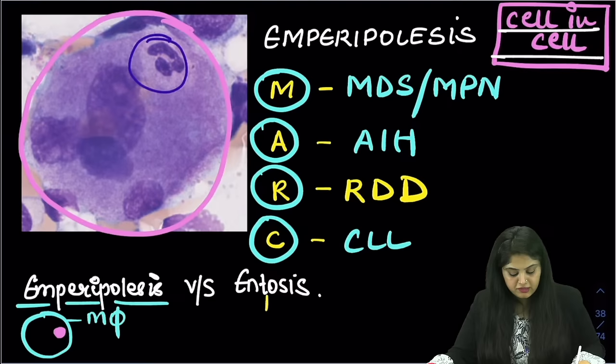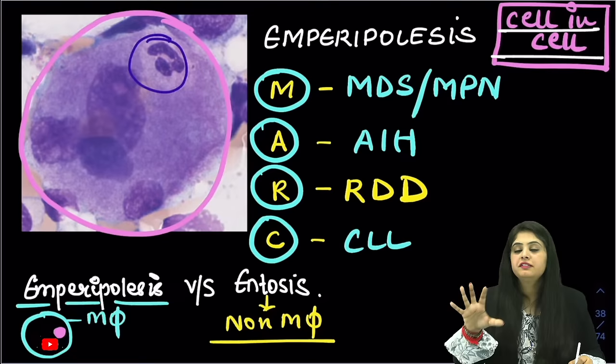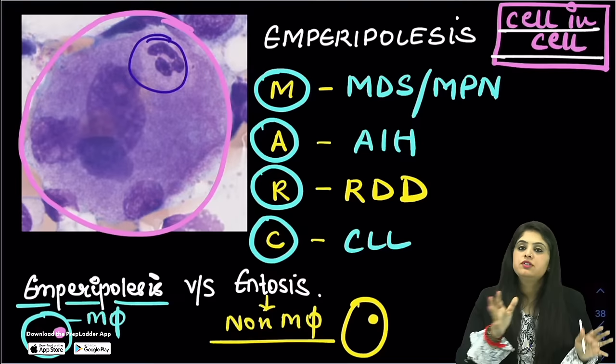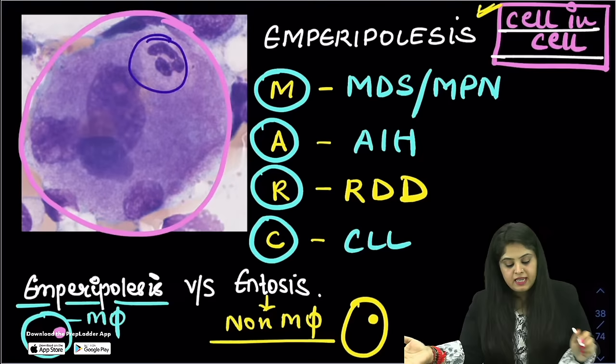Whereas entosis is something related with any big cell. The big cell could be any cell which is not a macrophage, something like a hepatocyte. It has eaten a small cell. So basically, when the big cell is a macrophage, it is emperipolysis. When the big cell is anyone other than a macrophage, it is entosis. But ultimately, entosis is cell in cell.